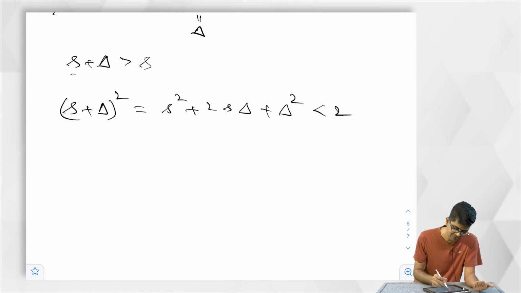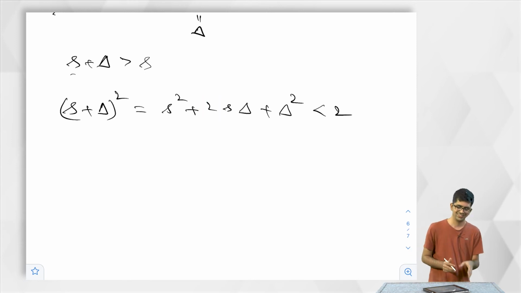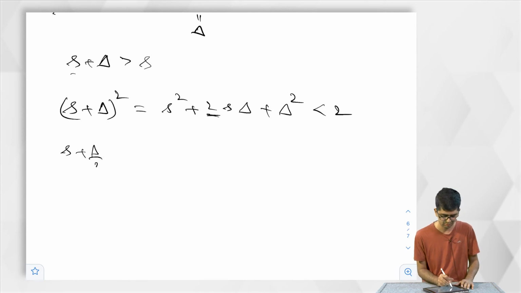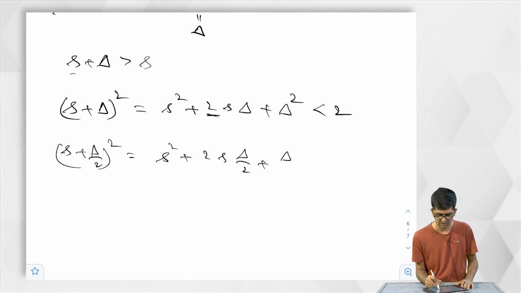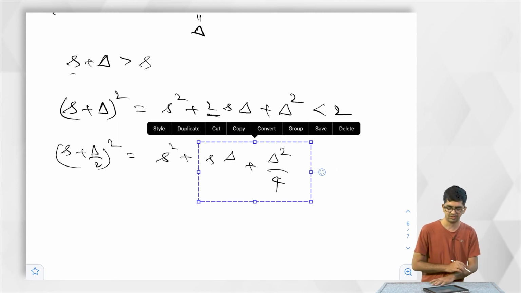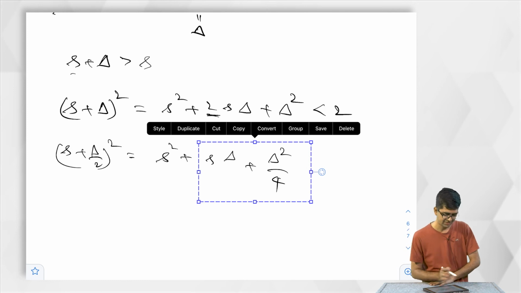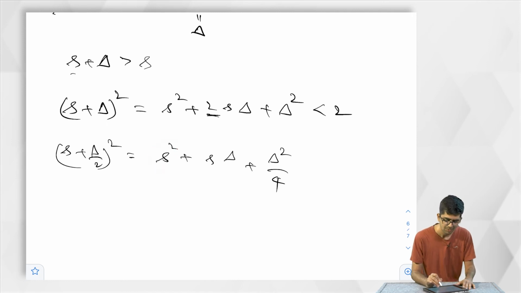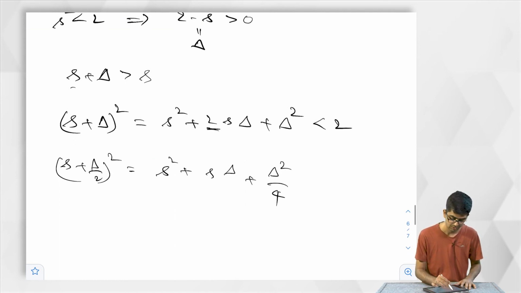So my first problem is that I want to get rid of this 2 here. So how do I get rid of this 2? Instead of taking delta, if I take delta by 2, this will become (S plus delta by 2) square, S square plus 2S delta by 2 plus delta square by 4. So this 2 is already gone. Now I only have S delta plus delta square by 4. Now I want to get rid of this S also, because S square is less than 2, but S can be positive, S can be greater than 1.